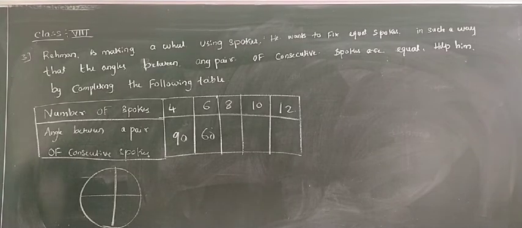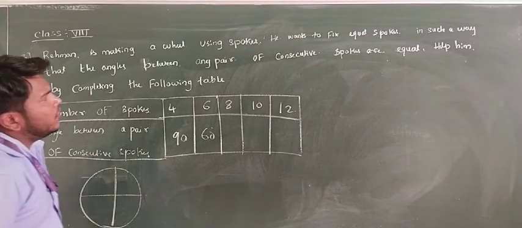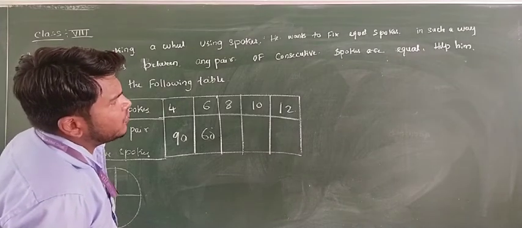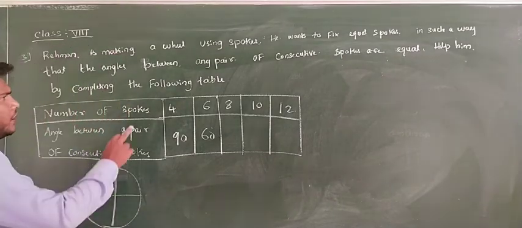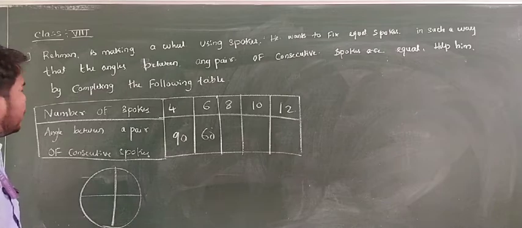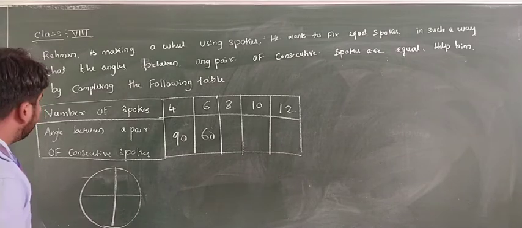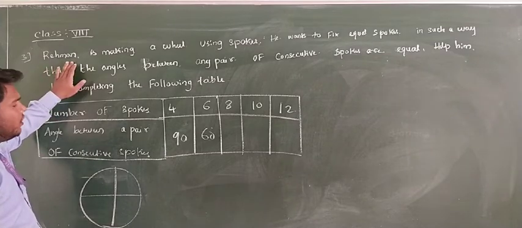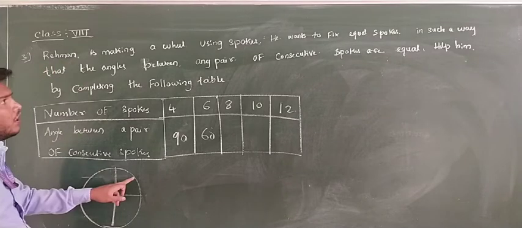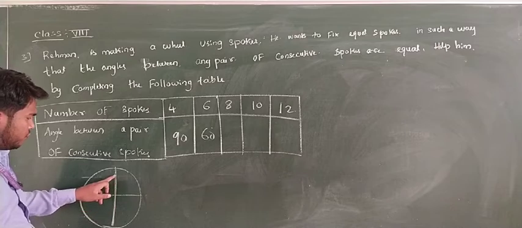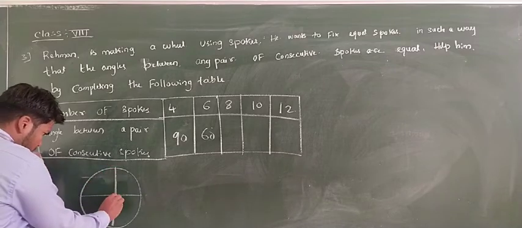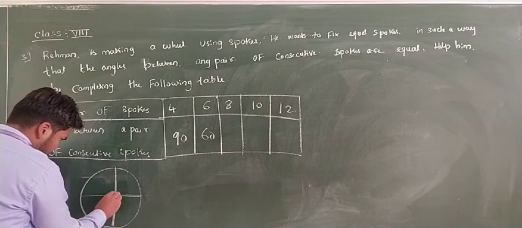Rahman is making a wheel using spokes. He wants to fix equal spokes in such a way that the angles between any pair of consecutive spokes are equal. Help him by completing the following table. So see here, students, Rahman is making a wheel, and he is using spokes. So these are the spokes: first, second, third, and this is fourth.